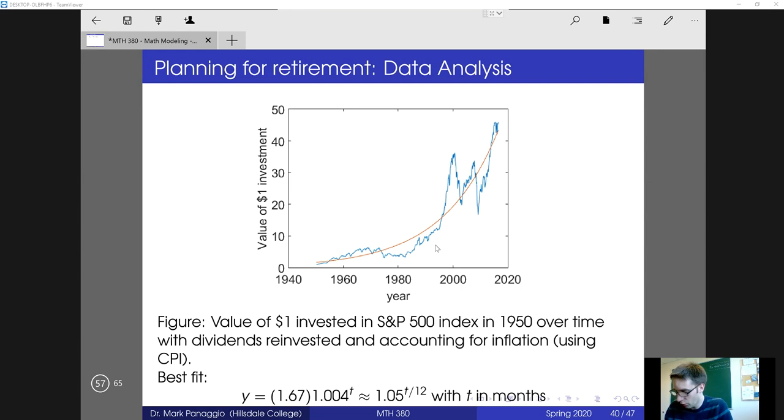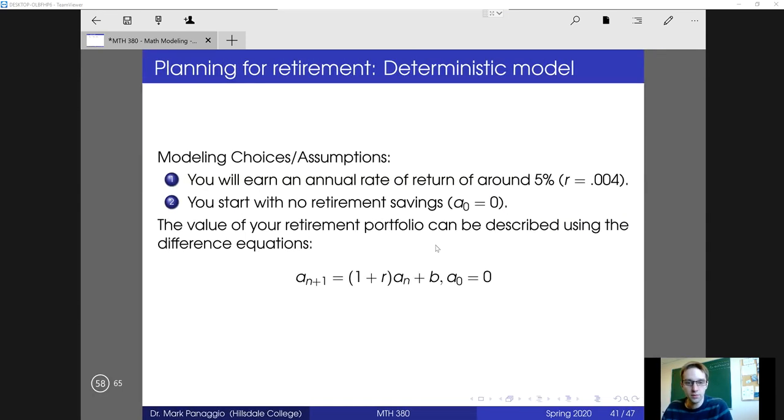Okay, so with that in mind, we can expect that we're going to have about 5% returns each year, or 0.004, so 0.4% return each month. We could then write down a model for this, where we use a difference equation to describe this. So if we start with an initial retirement savings of 0, and we make payments of amount B each month, and we get 0.4% return each month, then the new value of our investment after a month would be 1 plus 0.004 times the old value of the investment, so the old value plus 0.4% of the amount we had before, plus our payment amount.